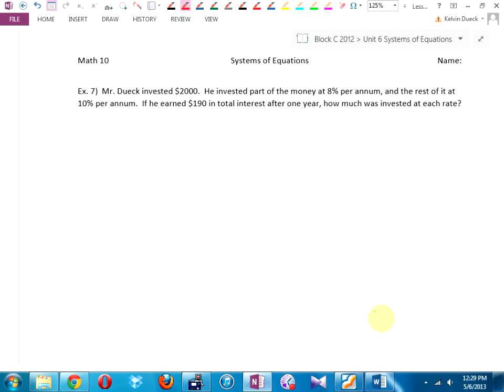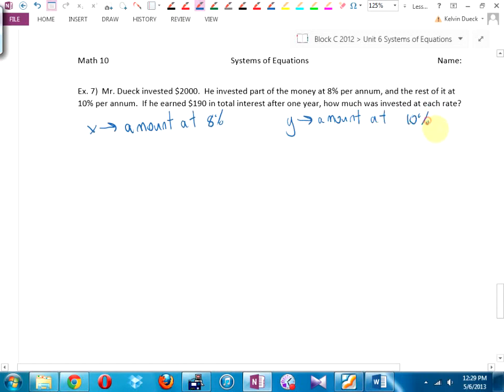What are they asking me to find here? X can be the amount at, what was the first rate? 8%? Y can be the amount at 10%.